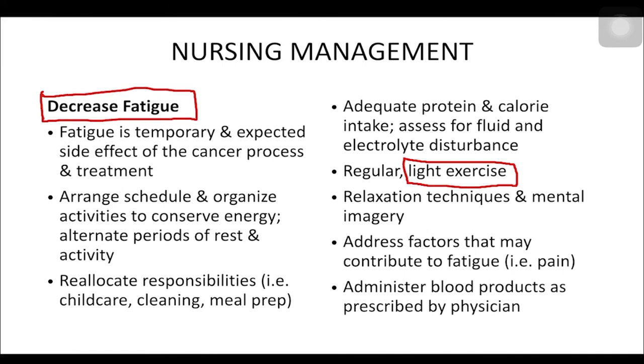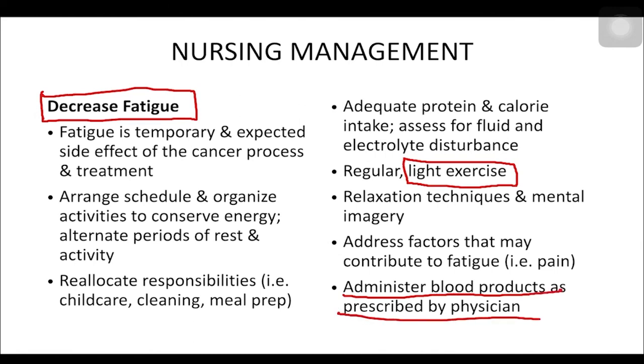Address the factors that may contribute to fatigue. Example, pain. Usually, when you're in pain, energy is lost because of the pain. You are feeling weak and helpless when the pain is there. So address the pain first so that fatigue would be ironed out later on. Administer blood products as prescribed by the physician for anemia or imbalances with your RBC. Other blood components and products must be given as prescribed.